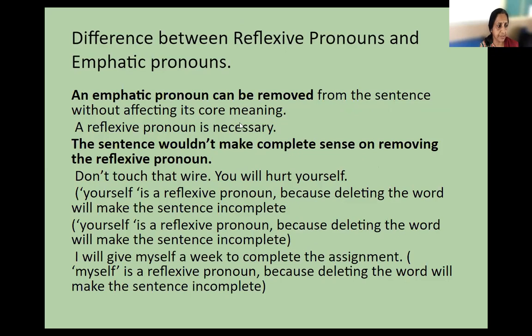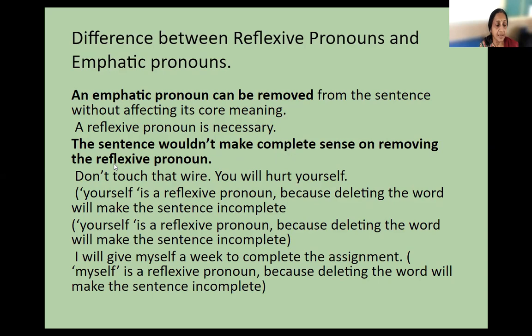Now, what is the difference between reflexive pronouns and emphatic pronouns? Now you will see that emphatic pronouns can be removed from the sentence and still the sentence will have meaning. Whereas a reflexive pronoun is necessary because once you remove it, the sentence will lose the meaning of what it is trying to convey. So you can see here, do not touch that wire, you will hurt yourself. Yourself is a reflexive pronoun because deleting this word will not make sense. Whom will it hurt? Okay.